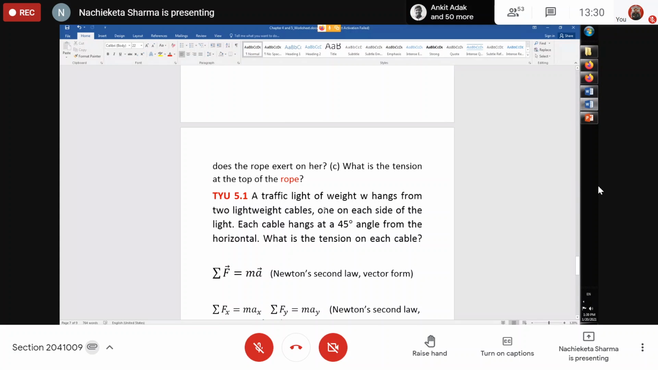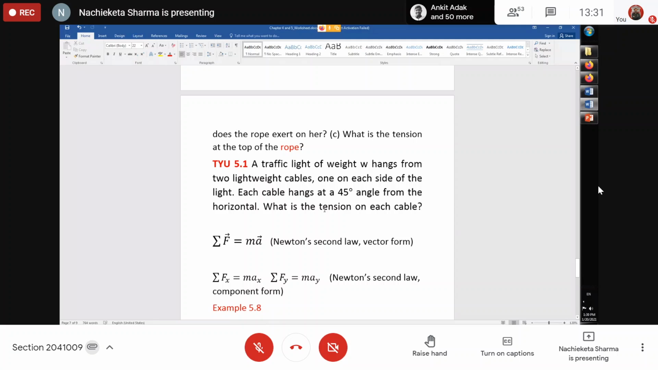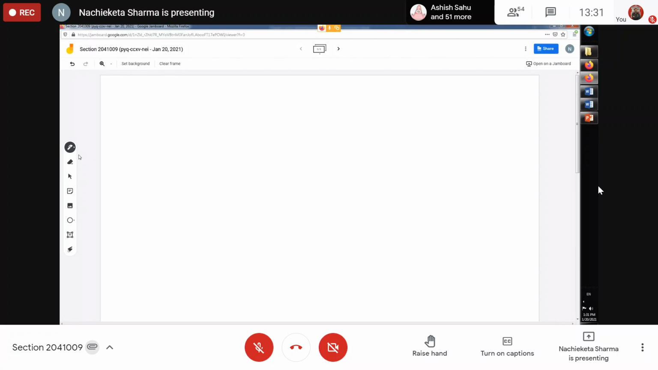So a traffic light of weight W hangs from two lightweight cables, one on each side of the light. So this is a traffic light. I will call it T, meaning traffic light. Then there are two ropes who are supporting the traffic light.